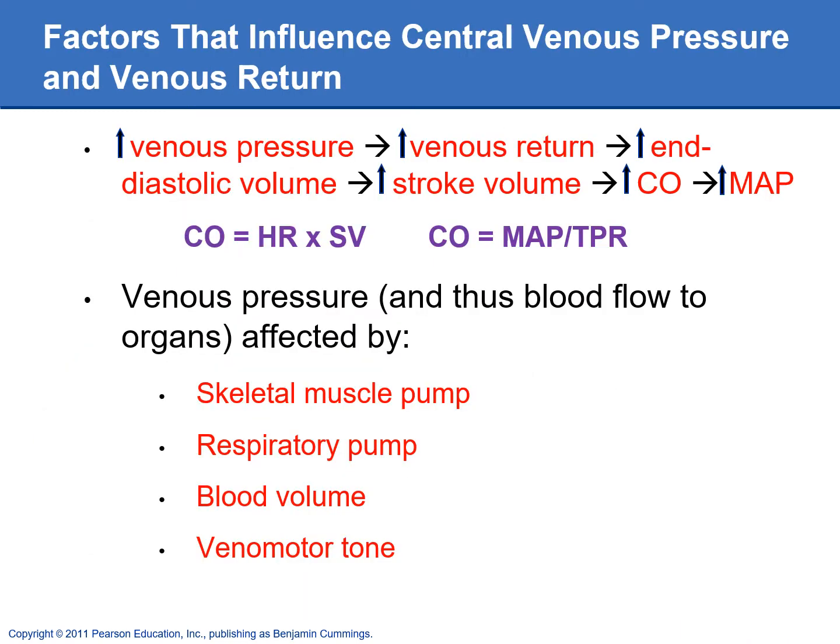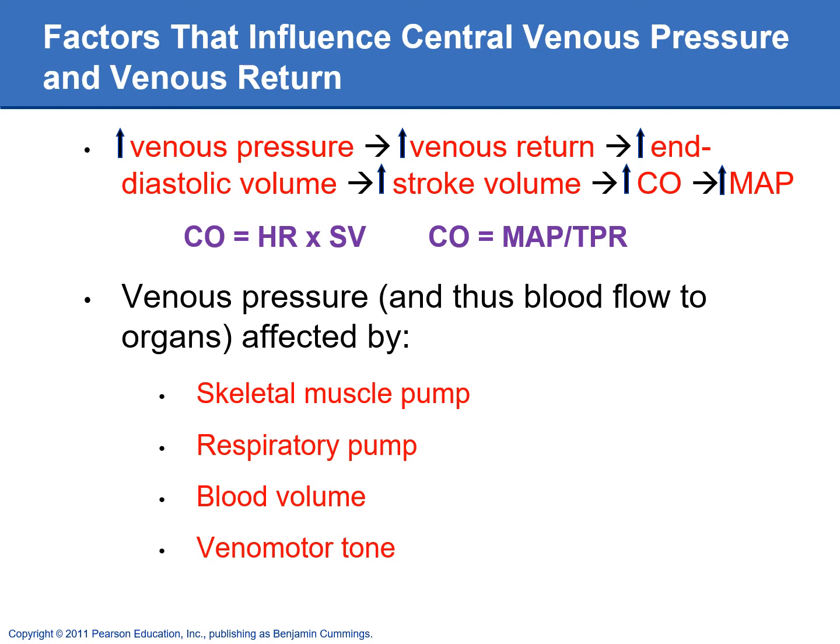There's 4 factors that affect the venous pressure, or the pressure inside the veins. And the venous pressure will also then affect the blood flow to the organs. So we have skeletal muscle pump, respiratory pump, blood volume, and venomotor tone. So we'll talk about all 4 of those.